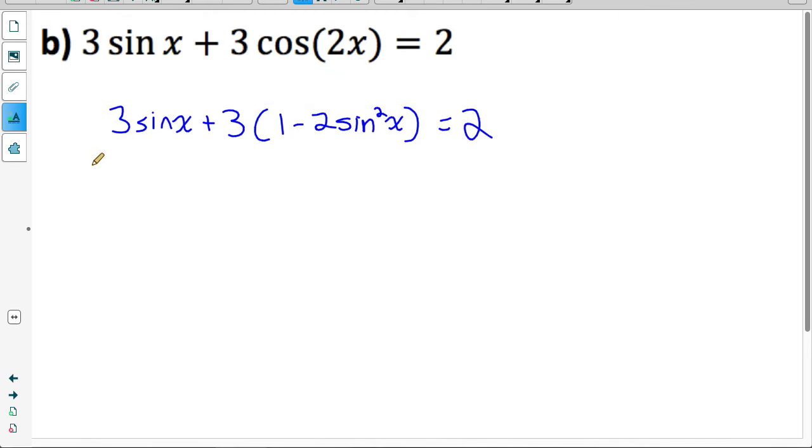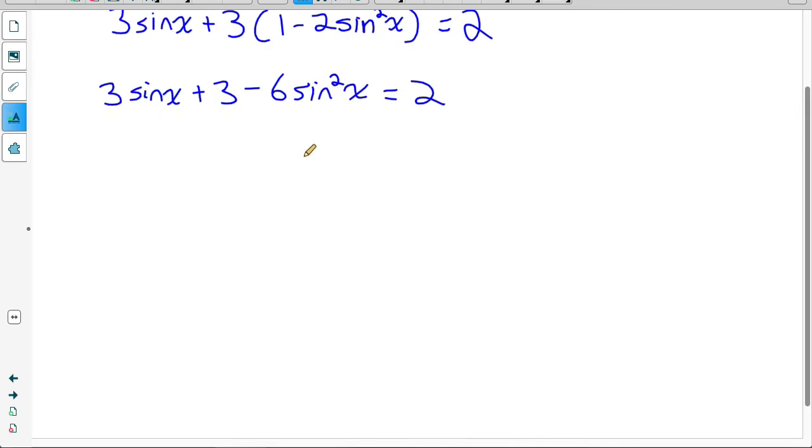And now that we have an equation written in terms of a single trig function, we can simplify it, set it to 0, and solve, right? Because this is a quadratic. So let's simplify this up a bit by distributing the 3 to each of those terms. So I would have 3 sine x plus 3 times 1 is 3, minus 3 times 2 is 6 sine squared x equals 2. And now I'm going to set this to 0.